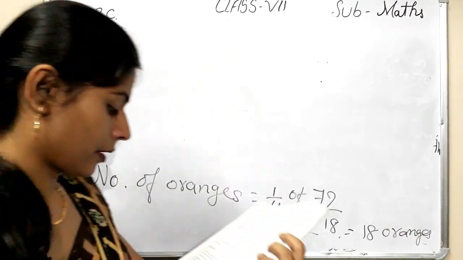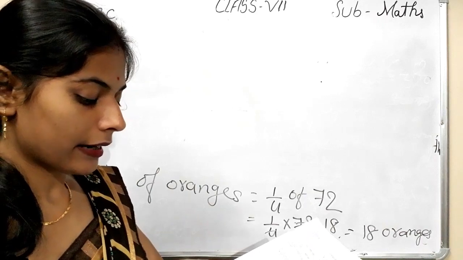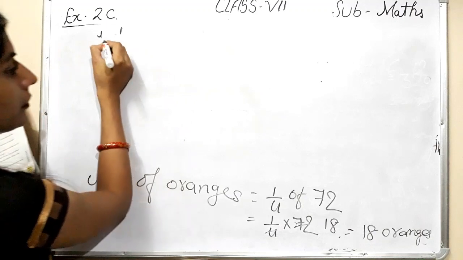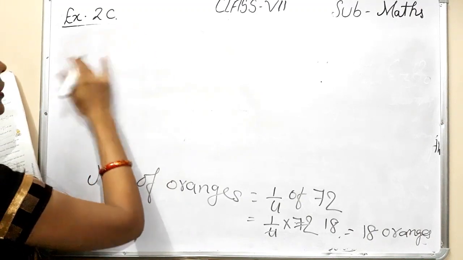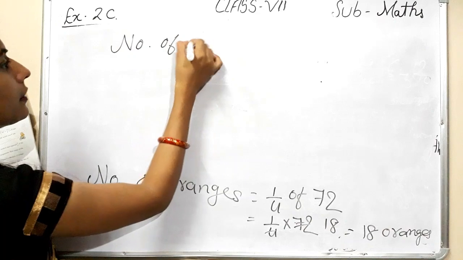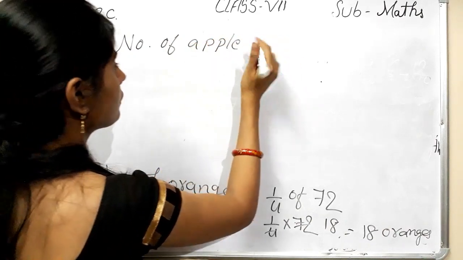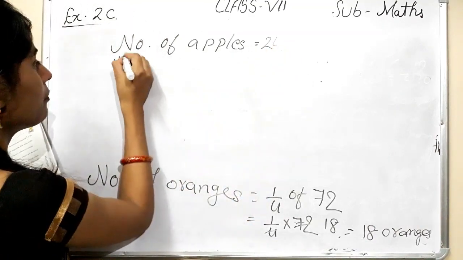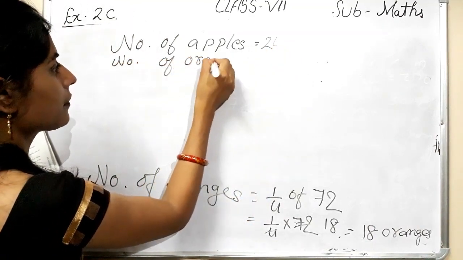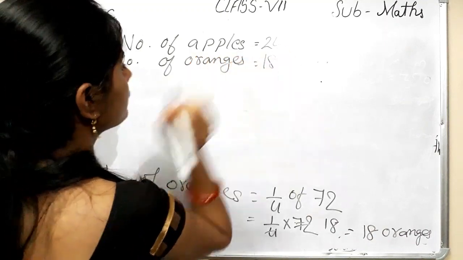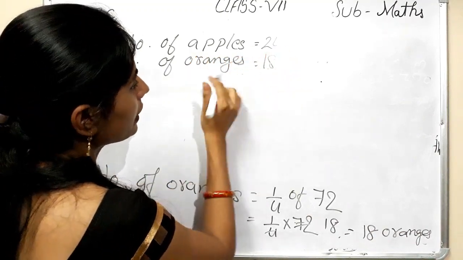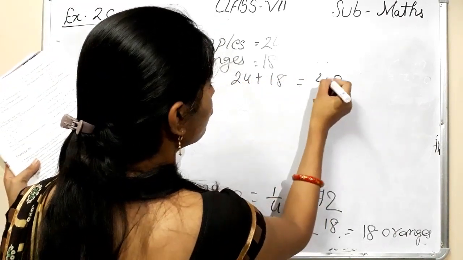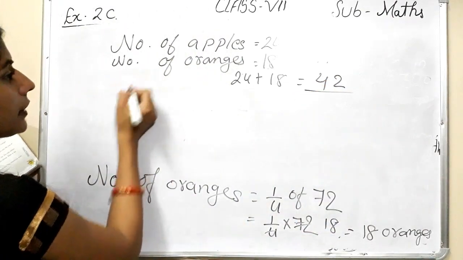Now see, how many dozen bananas are there in the fruit seller's cart? 18 oranges are there. Number of apples, 24. Number of oranges, 18. Now add this. How many are there? 24 plus 18, 42.